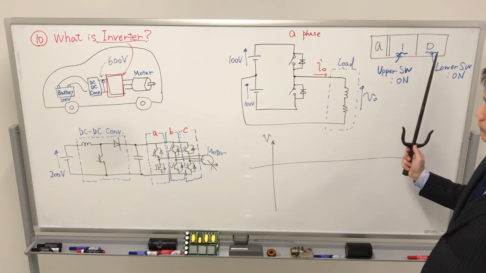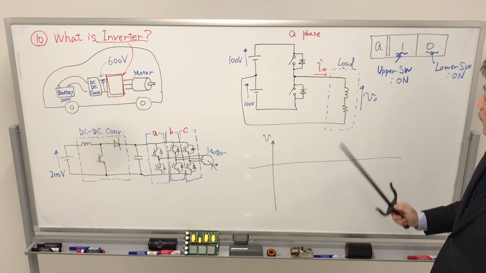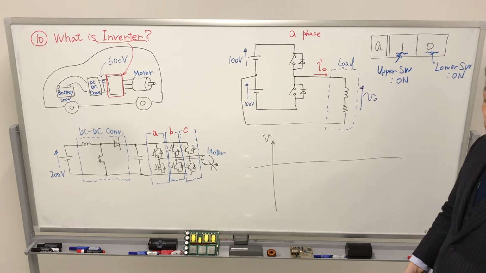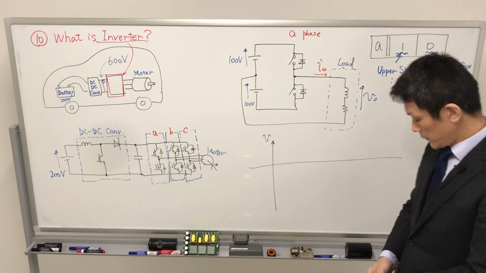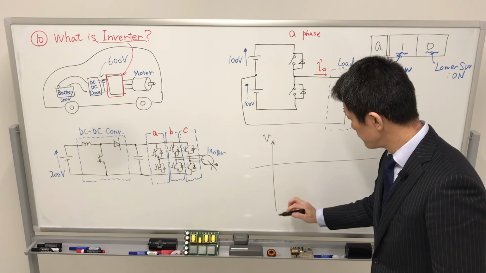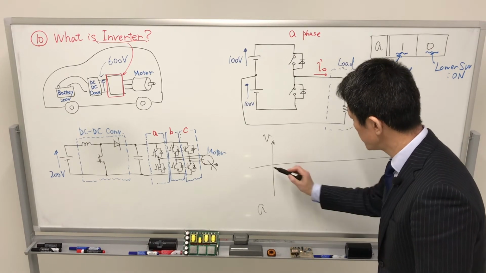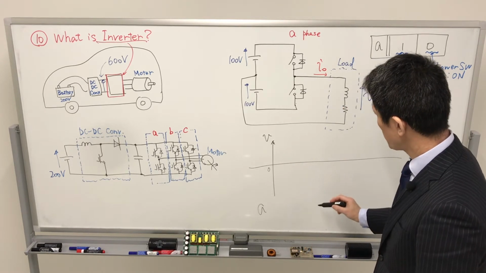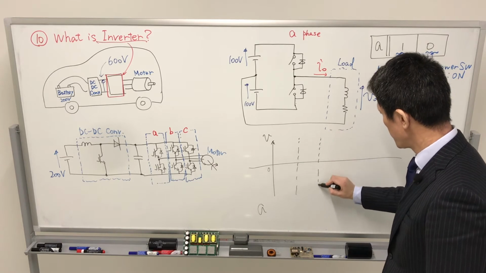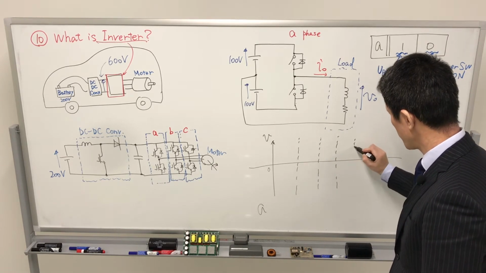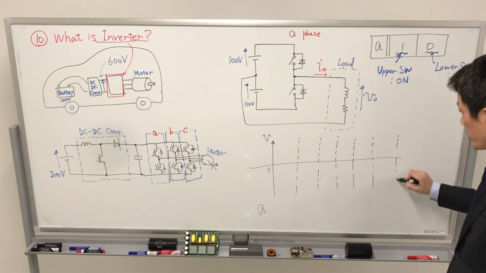This means the upper switch is off. There are only two switching modes in the case of the single-phase inverter. So for phase A, 0. Please illustrate each V out and I out.